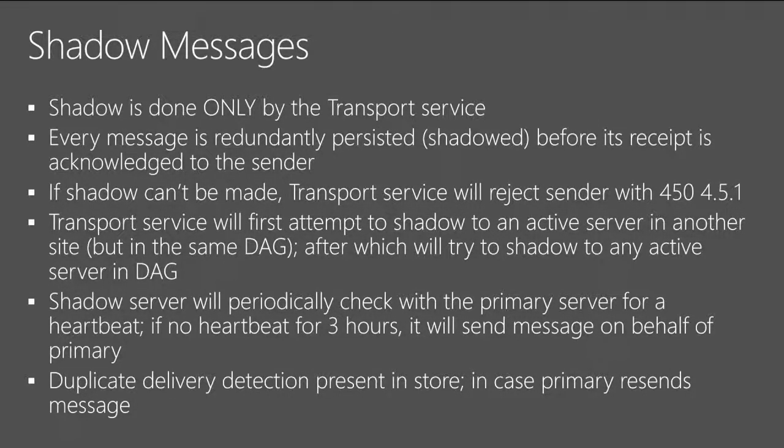What we have here is shadowing. One of the things we take very seriously is that once we accept a piece of mail, we do not want to lose it, because the sender has given that responsibility to us to keep that piece of mail and deliver it. So we have shadow in transport. We had a poor man's shadow in Exchange 2010. This is a better version of that. Let's talk a little bit more about it with the help of this diagram.